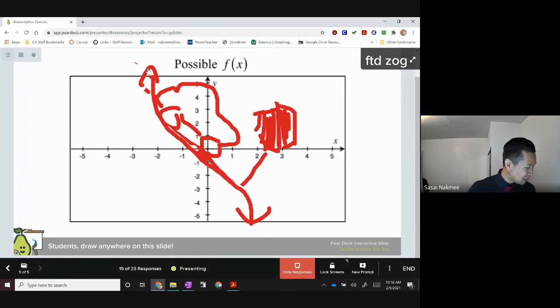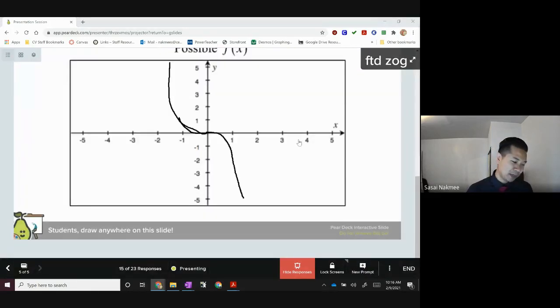So he's got the right idea. It's decreasing, decreasing, decreasing, decreasing. But right here, it needs to flatten out. That's all it is. Now, what else we got? Anyone else? We got some good ones here. Anyone like to draw it around the same spot? That's not bad. That's beautiful, actually.